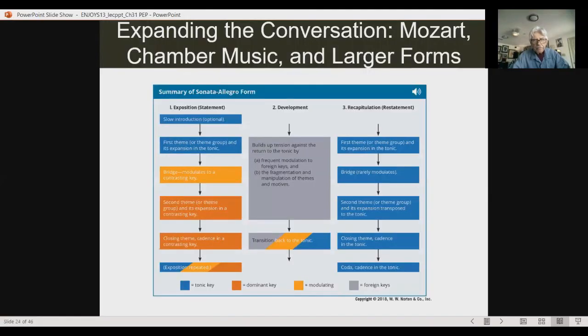Sonata allegro form. Another graphic on the sonata allegro form, we have the exposition, the development, and recapitulation. So again, what do we have in the exposition? Sometimes a slow introduction, optional, right? And then we have the first theme presented, and then the bridge.